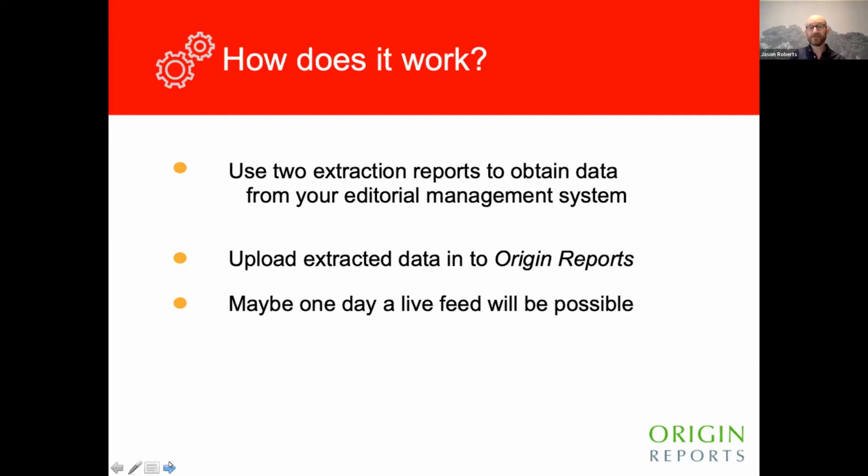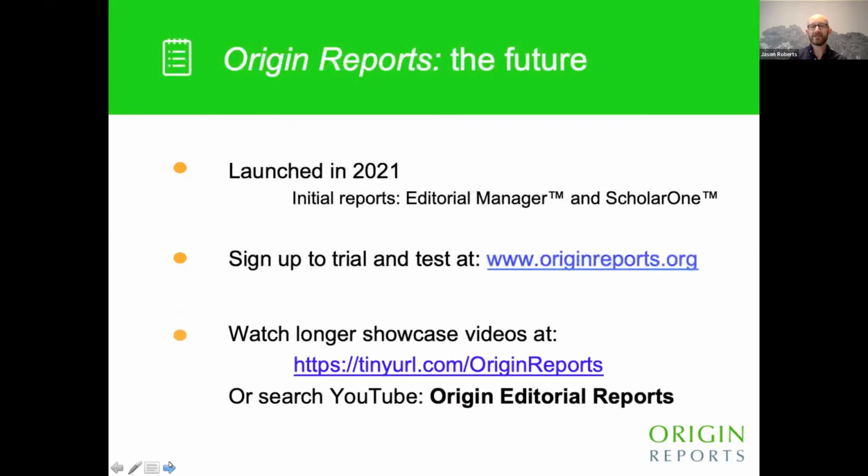And then all you do is every time you need new data, you just go run the report, get a CSV file, and then you take that CSV file over to Origin Reports, upload it, and then immediately you can start generating. Like literally, the next step could be, tell me how many submissions I've had this year, push the button, it's there. That's how fast it is. Ideally, maybe one day there'll be a live feed, so that's something we're looking into, so that you don't even need to go into your system anymore. You literally go to Origin Reports and call for the data.